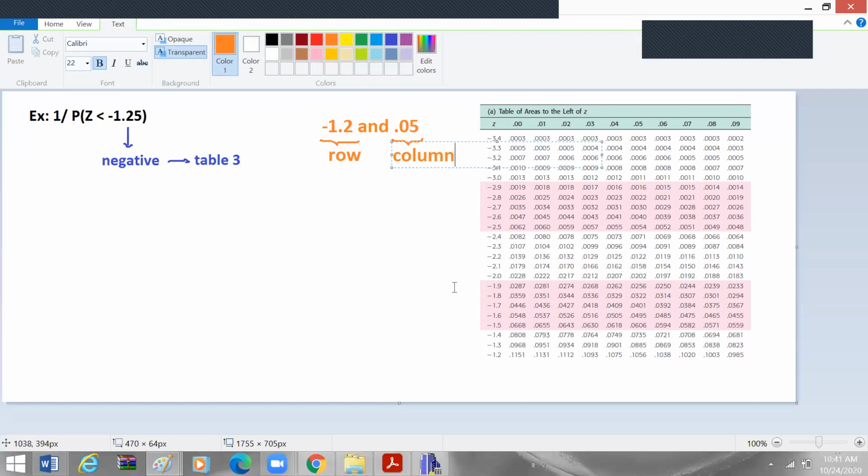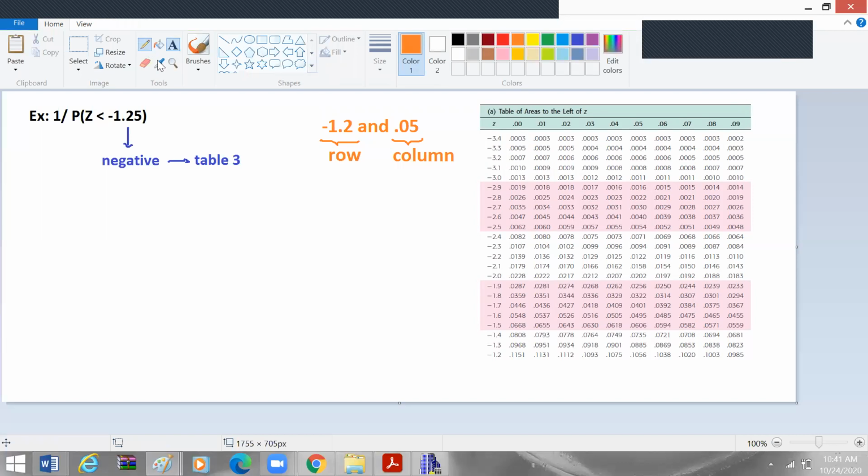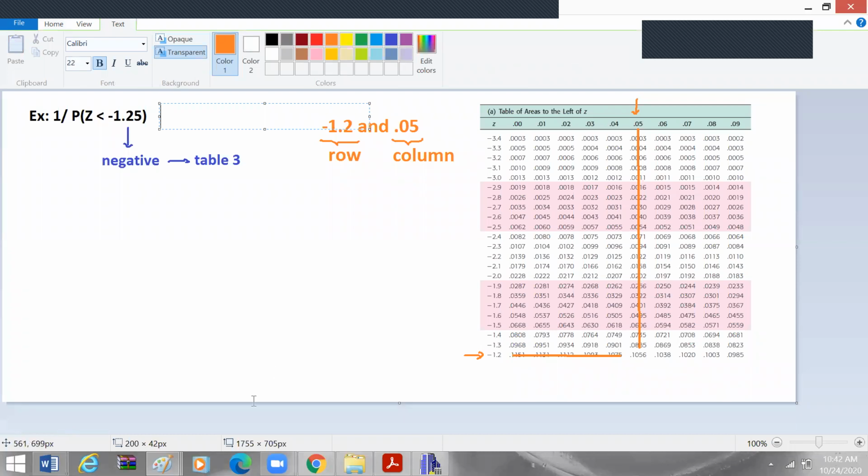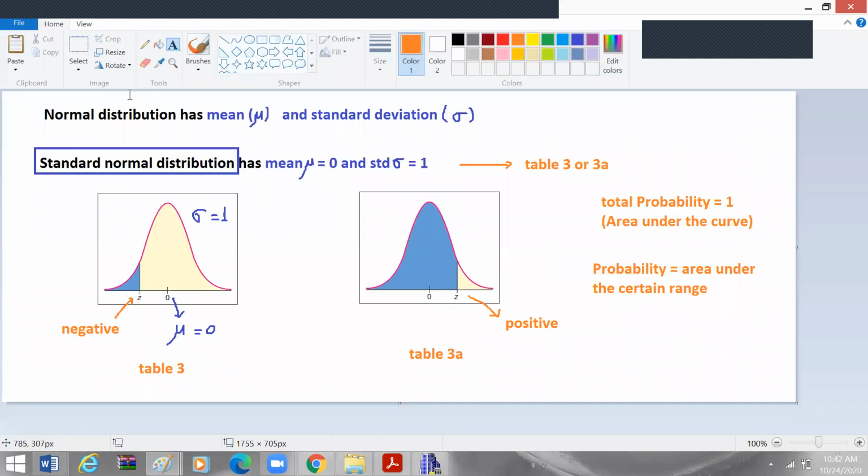Can somebody tell me what negative 1.25 is that you found in the chart? It has to be negative 1.2 right there. Do we agree? Everybody sees that? Yes. Then we take the intersection with 0.05, which is on the column. What is the answer at the intersection? 0.1056. Yes, 0.1056.